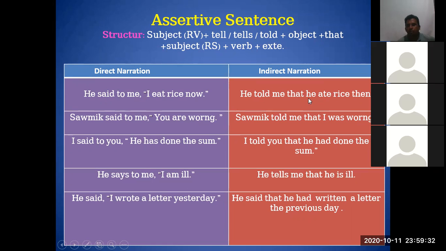I is converted into he, and eat is changed into ate. Rice is unchanged, and now is changed into then. He said to me, I eat rice now. It will be converted into he told me that he ate rice then.